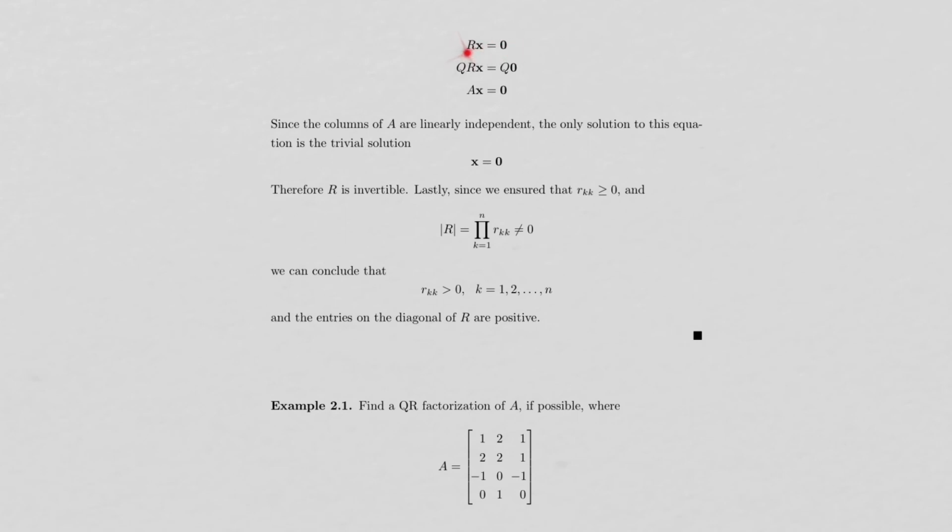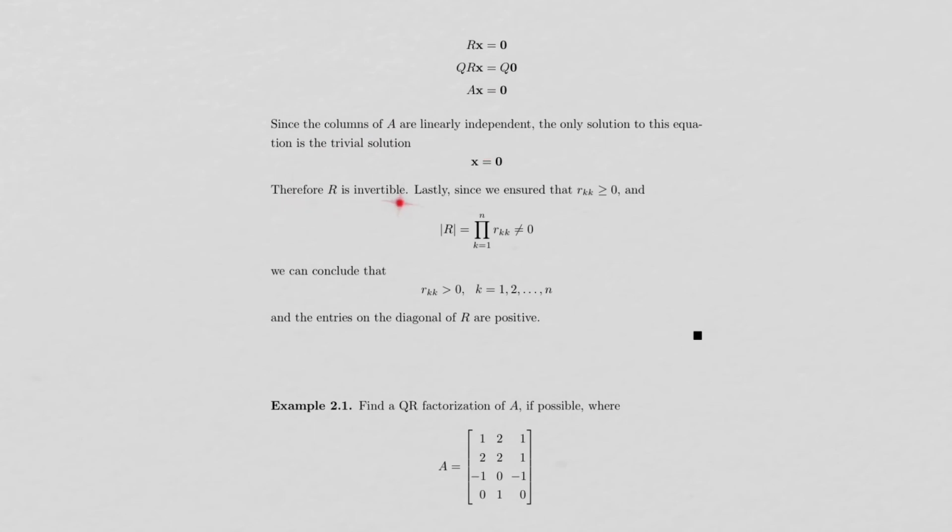Remember, R is a square matrix, so if the only solution to this equation is the trivial solution, that means by the invertible matrix theorem that R has to be invertible. If we multiply both sides of this equation by Q on the left, well, Q times 0 is still 0, but QR is equal to A, and since the columns of A are linearly independent, that means that the only solution to this equation is indeed the trivial solution, x equals 0.